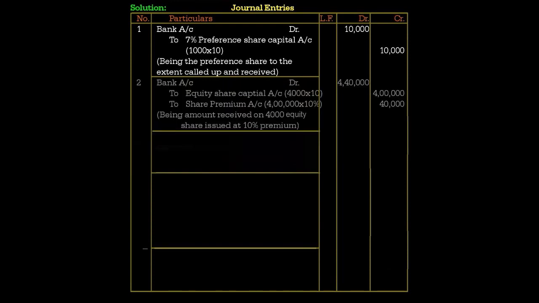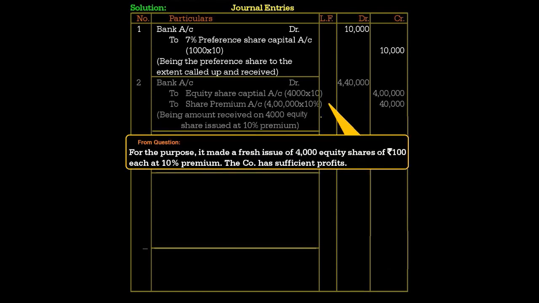Now we'll write an entry for the fresh issue. How many shares of fresh issue of equity shares are made? 4,000 shares of 100 each. So again we are getting money. That is why bank account debtor to equity share capital, that is 4,000 into 100, and it is issued at a premium. So premium is 10%. 10% on the face value of total share capital, which is 4 lakh. 4 lakh into 10% equals 40,000. So together it is 4,40,000. That is the amount we have collected by issue of fresh equity shares, being the amount received on 4,000 equity shares at 10% premium.